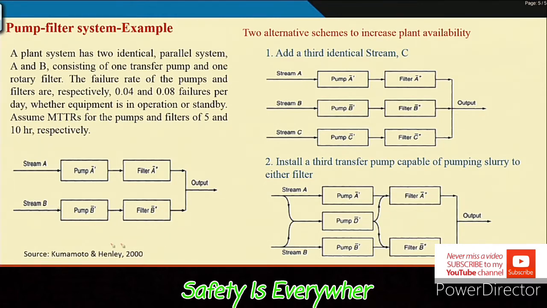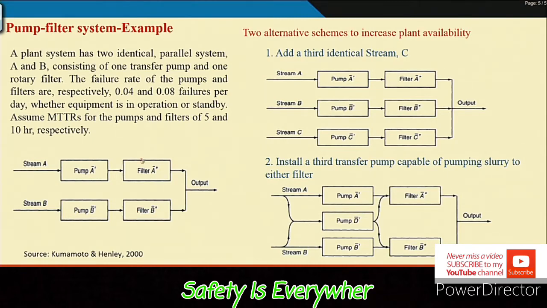Suppose you want to improve the system, because in order to get full output, which requires both the streams to work, it is quite likely that one of them may fail, and under such a situation there will be huge loss. So, as a result, the management wants to improve the system, and they have three options now.